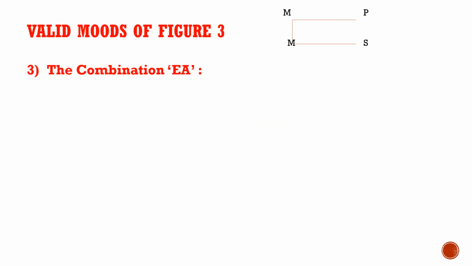Now let us see the valid moods of figure 3, the third combination, that is EA. Here you can see that according to the rule of figure 3, the conclusion is a particular proposition.